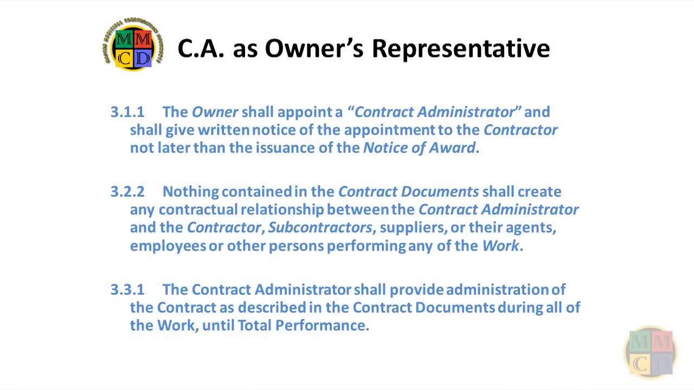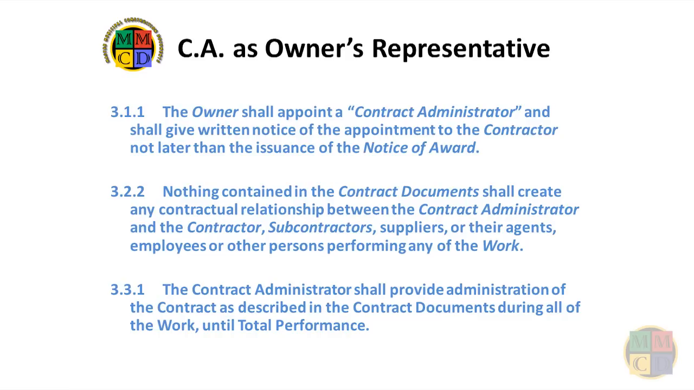Back to the three-hat problem. First, let's consider the role as representative of the owner. GC 3.1.1 makes it mandatory for an owner to appoint a contract administrator and to advise the contractor in writing, not later than the notice of award.